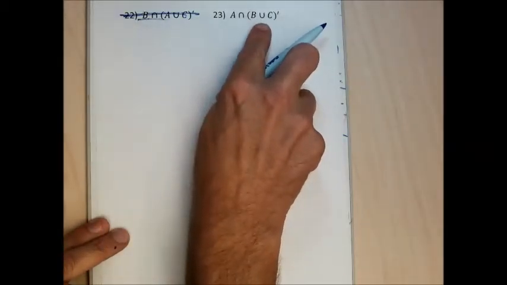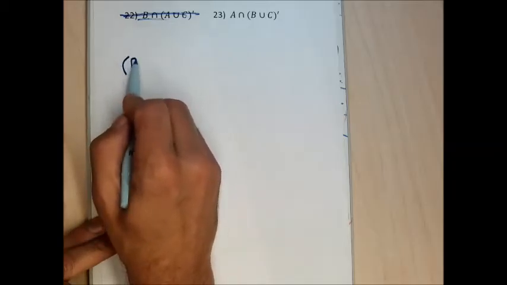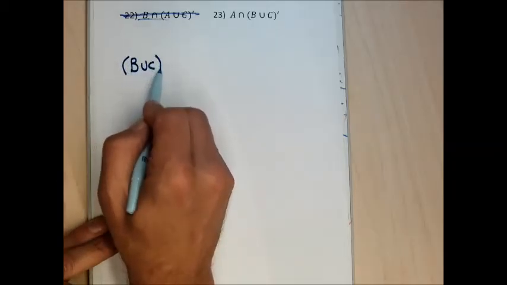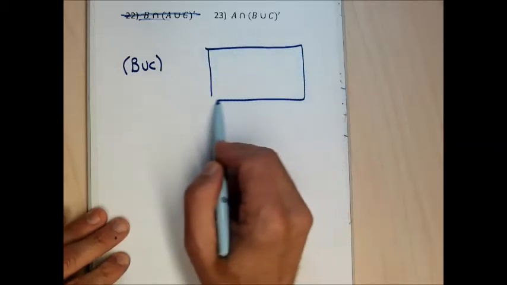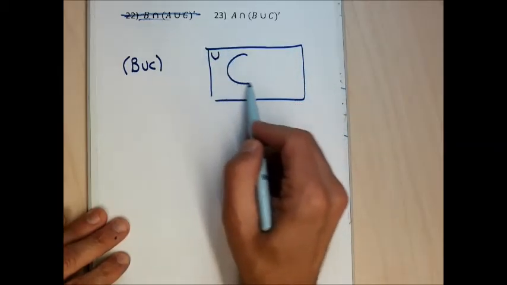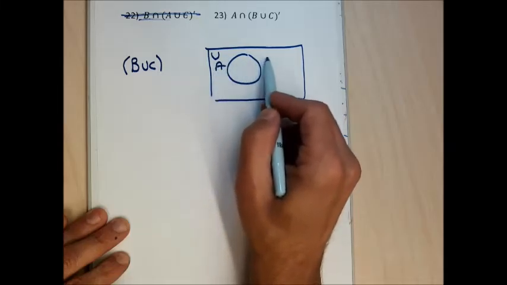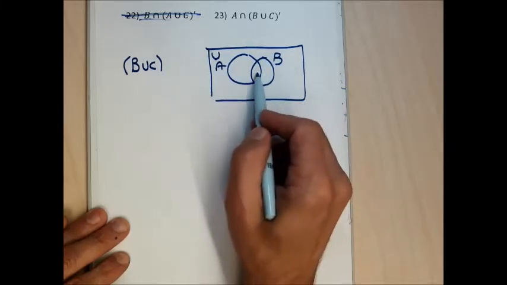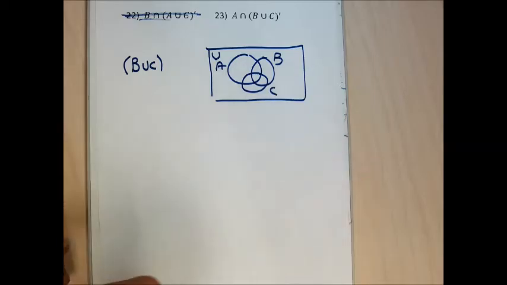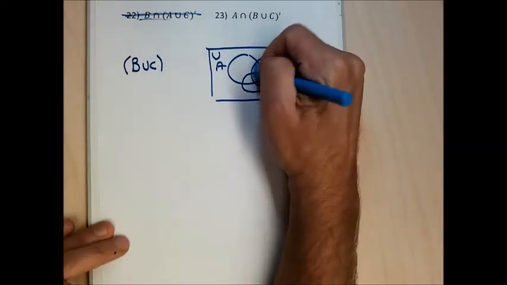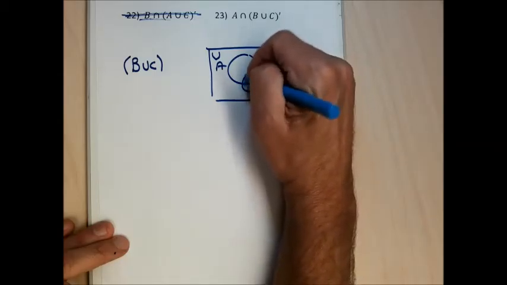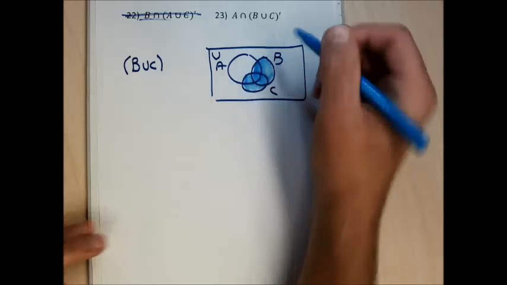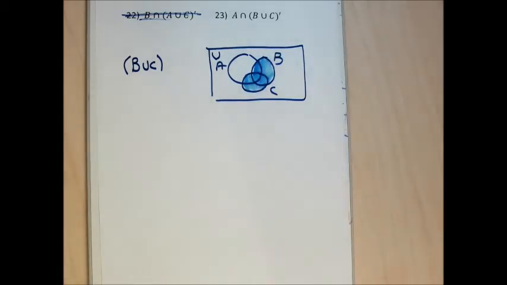So for 23, I have to do the inside of the parentheses first, which is B union C. I can easily do that with one color, because unions I do in one color. So I draw my universe, my A circle, my B circle, my C. B union C, one color, I draw in the entire B circle and the entire C circle. That's B union C. I have both the B and the C circle represented perfectly.